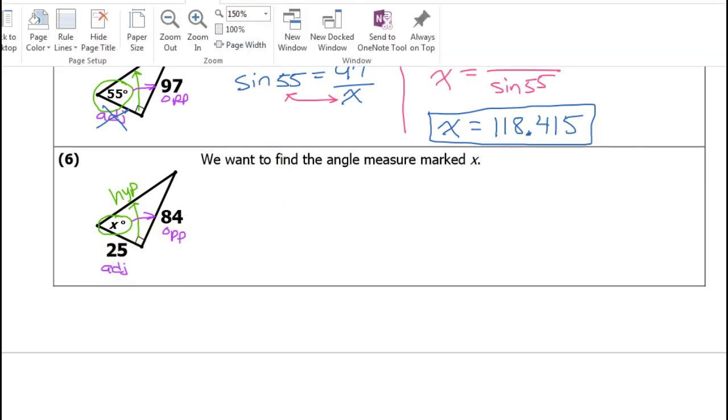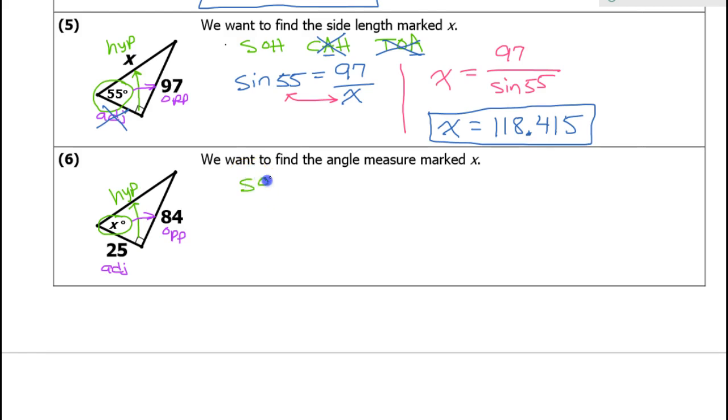Now you must choose between SOHCAHTOA. Are we going to use the sine function, the cosine function, or the tangent function? To help us decide, let's see which one of these three sides we are not using. Well, we're using the adjacent side because that's 25. That's a number we can use. The opposite side is 84. That's a number we can use. The hypotenuse, boo. Nothing going on here. We don't know what it is, and we are not being asked to find it.